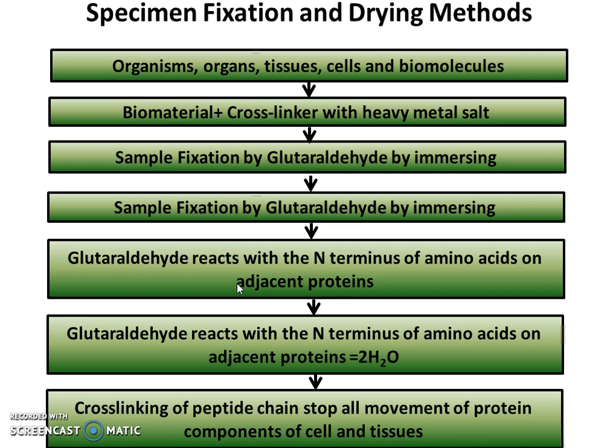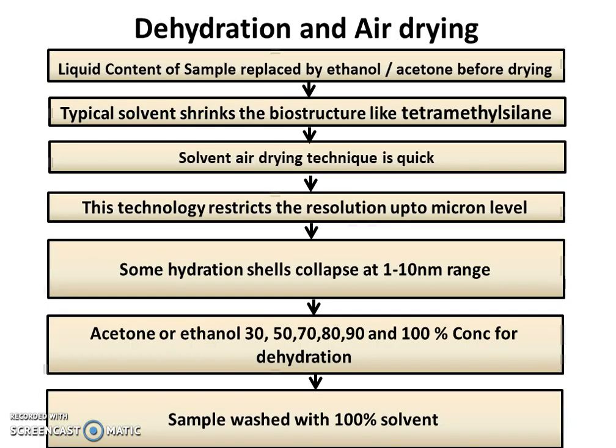Glutaraldehyde basically reacts with the N terminus of amino acids which are present on adjacent proteins of that particular sample, and in this way it ejects 2 molecules of water. So cross-linking of peptide chains stops all movement of protein components which are present in the cells of that particular tissue. In this way, the fixation, or you can say dimensional stability, of that biomaterial or biomolecule comes in the picture, and the materials become suitable for scanning under SEM.